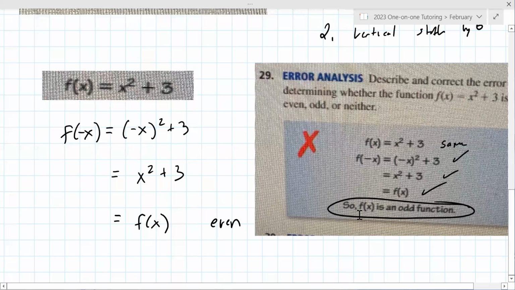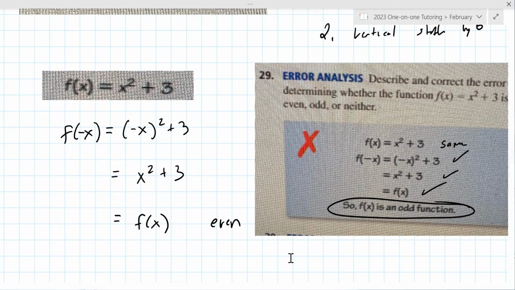So, and you can take a moment if you need to, because sometimes they want you to write a sentence. They don't want us to write a sentence, so we would just need to correct it. Okay. So what would you do to correct this? f of x is an even function. Yes, perfect. All right.